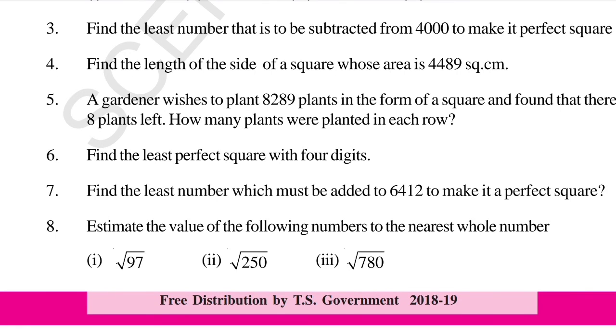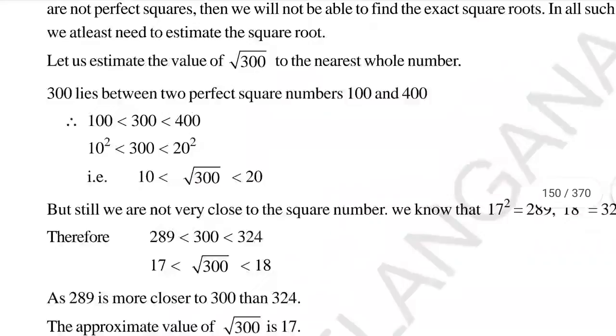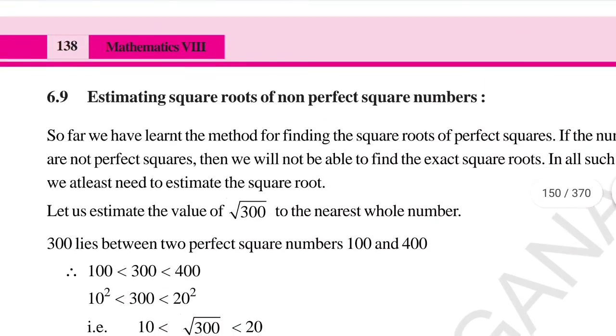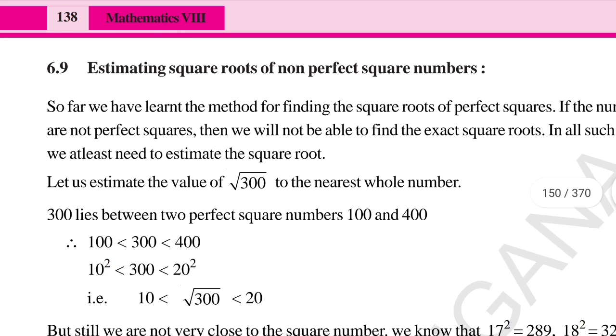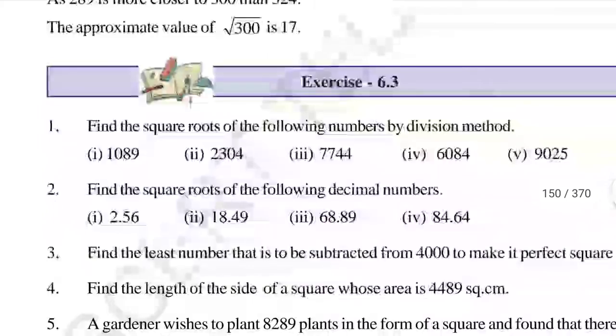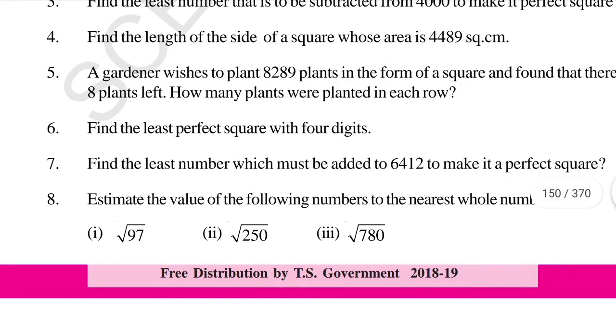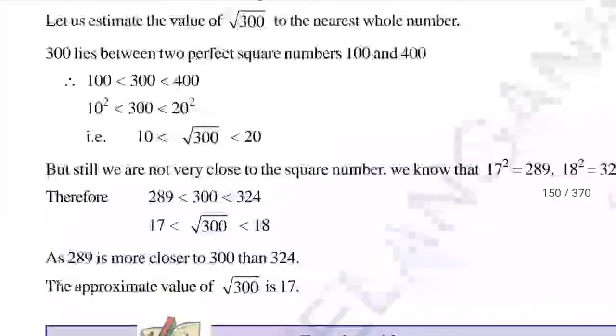Next, the 8th bit: estimate the value of the following numbers to the nearest whole number. This question is related to a topic given on page number 138, estimating square roots of non-perfect square numbers. Here these are non-perfect square numbers: 97, 250, 780. Let's see what the process is.